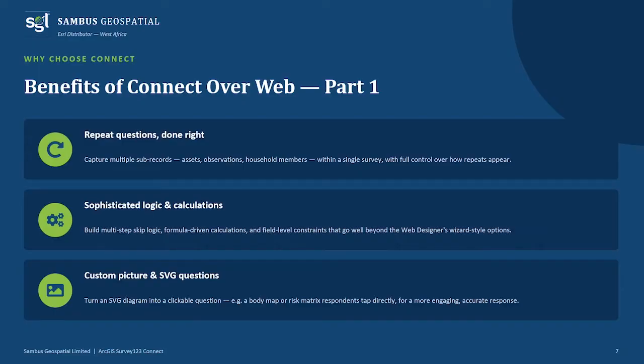Yeah, so these are the benefits of Connect over web ArcGIS Survey123. So in Connect, you can repeat questions, capture multiple sub-records, assets, observations, household members within a single survey with full control over how repeats appear. So we also have sophisticated logic and calculations. We can also customize our picture and SVG questions.